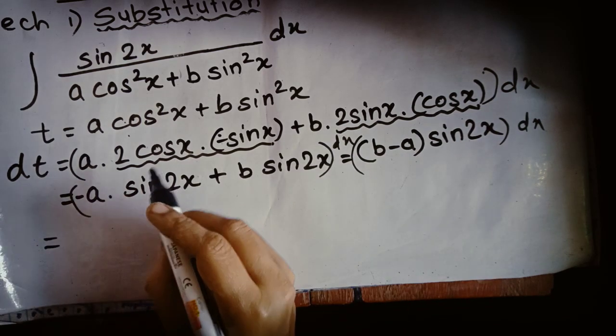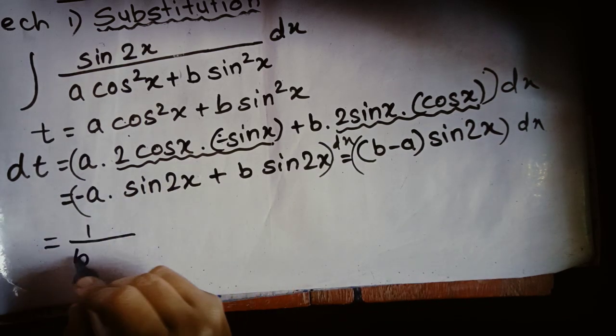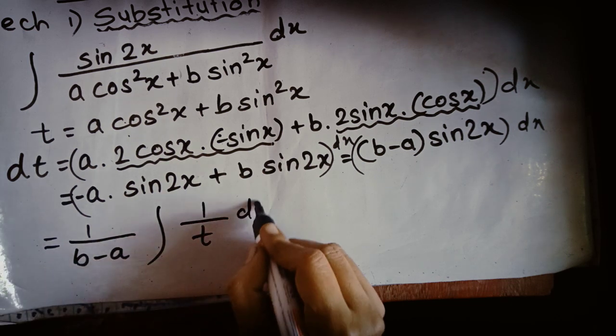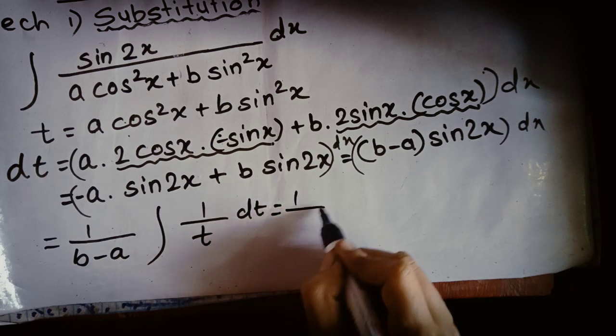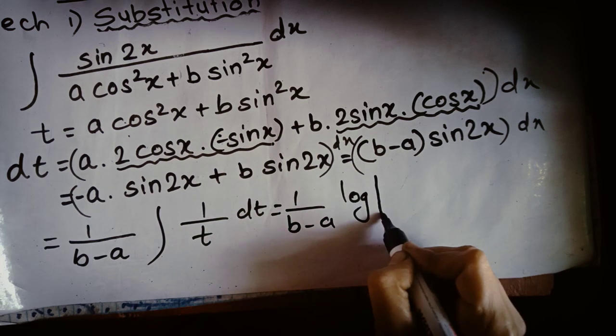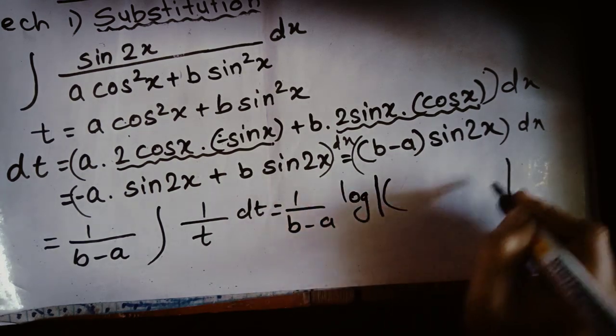This will be 1 upon b minus a, integral of 1 upon t dt, which is log t. So whatever we have taken as t, we have to write here.